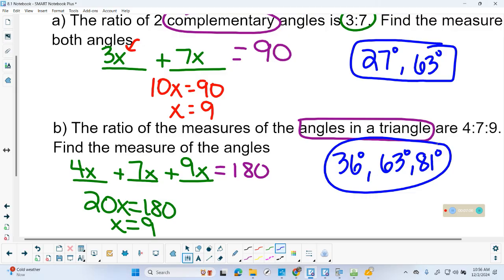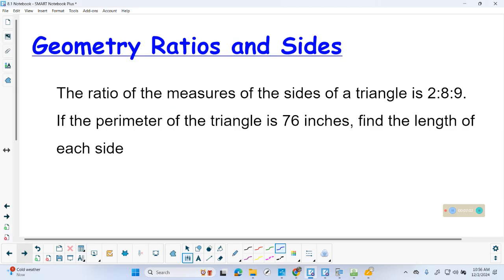All right, last one on the front. The ratio of the measures of the sides of the triangle is 2 to 8 to 9. Keyword, perimeter. Now, how do you find perimeter of any figure? Add up all the sides. So we are adding the 3 sides. That's why I'm adding, because we're doing perimeter. And you just got to read it.